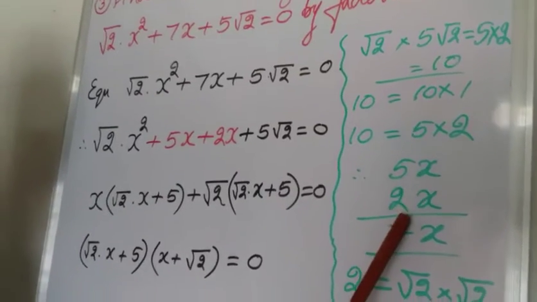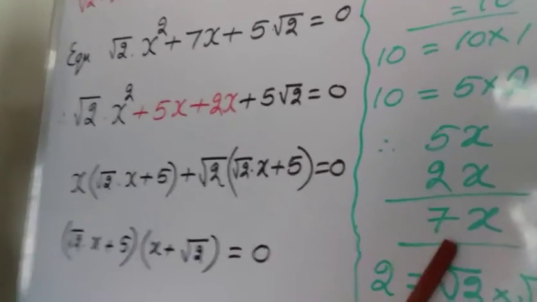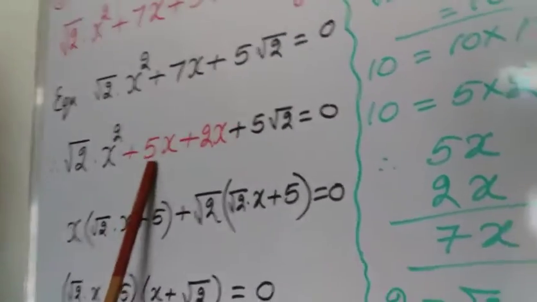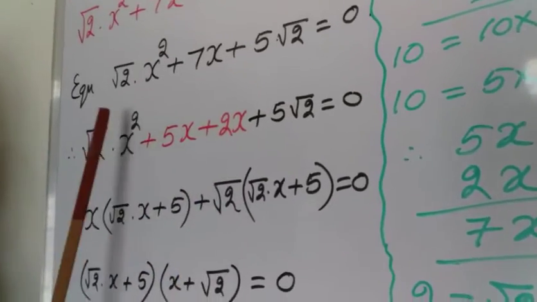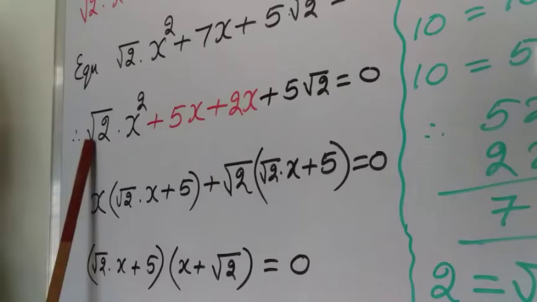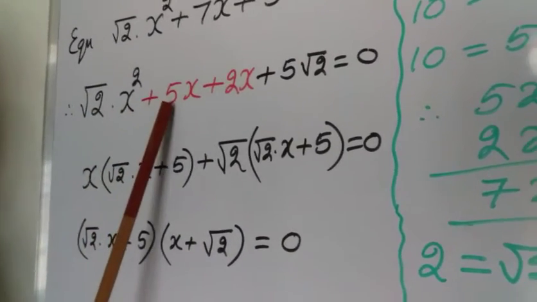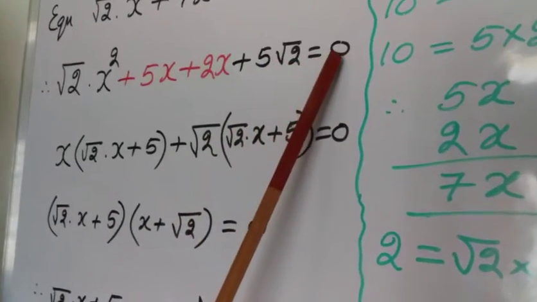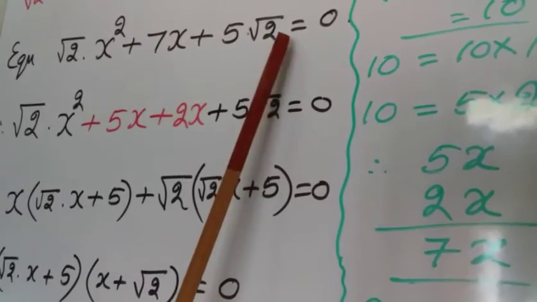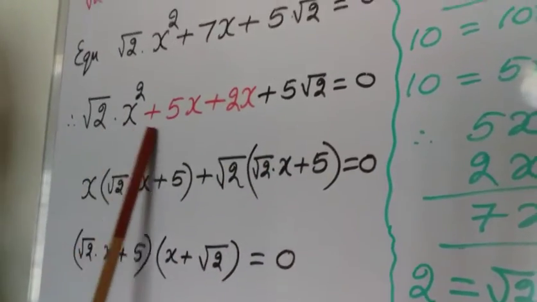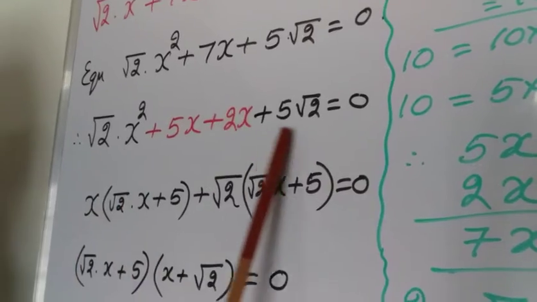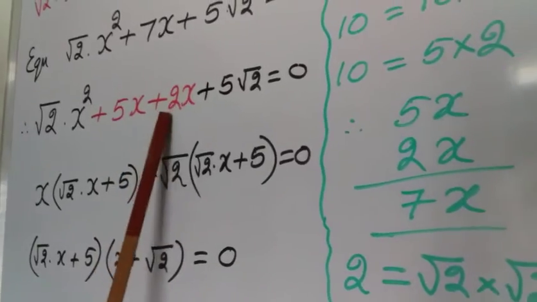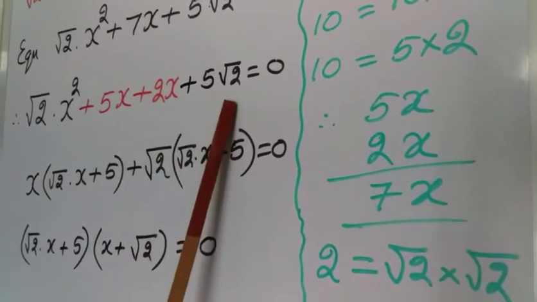Therefore, 5x and 2x. The sum of these two is equal to 7x. Now, split this middle term into 5x plus 2x. So I will read this: root 2 into x square plus 5x plus 2x plus 5 root 2 equal to 0. The trinomial expression is converted into a quadrinomial expression, having 4 terms. So let us group these two terms into one group, and these two into a second group.